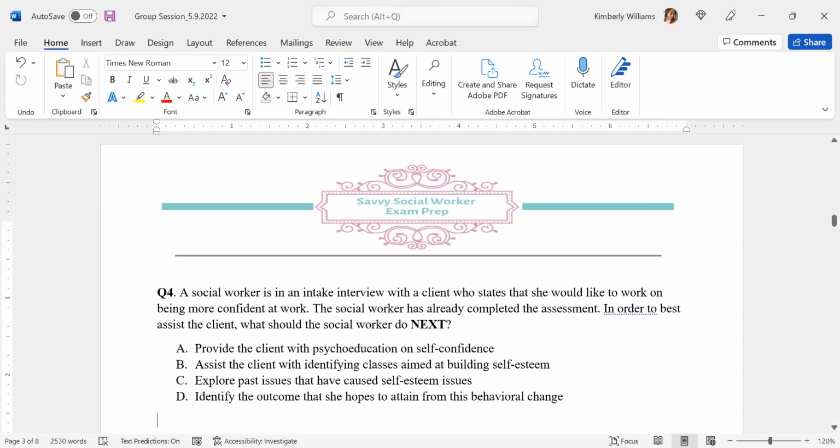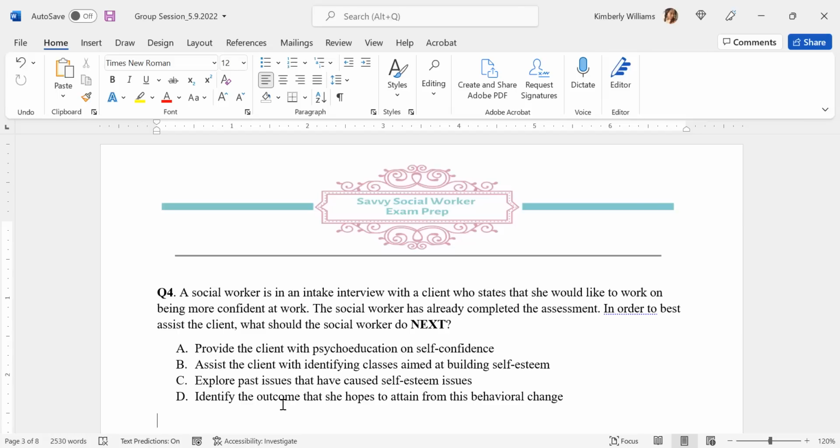Go ahead, Rochelle. Okay. A social worker is in an intake interview with a client who states that she would like to work on being more confident at work. The social worker has already completed the assessment. In order to best assist the client, what should the social worker do next? Stop. What phase of the process? When I see next, it already tells me, Ms. Yolanda, I'm clinically intervening. I'm going to keep reminding you that it's the next question. That's the clinical intervention question.